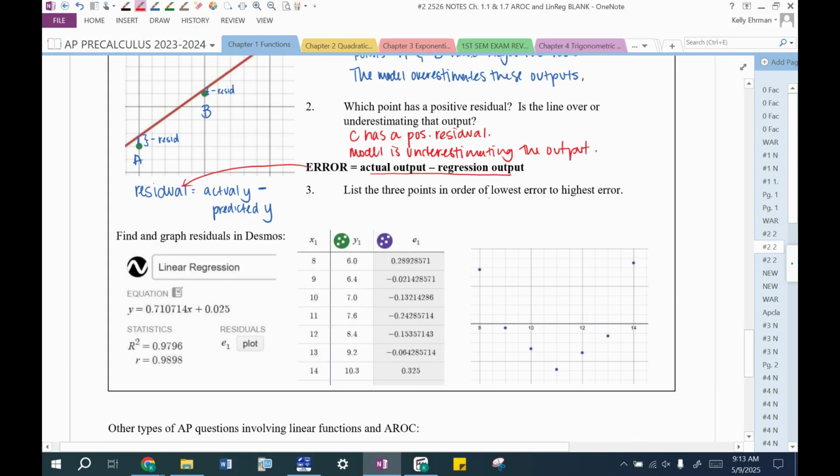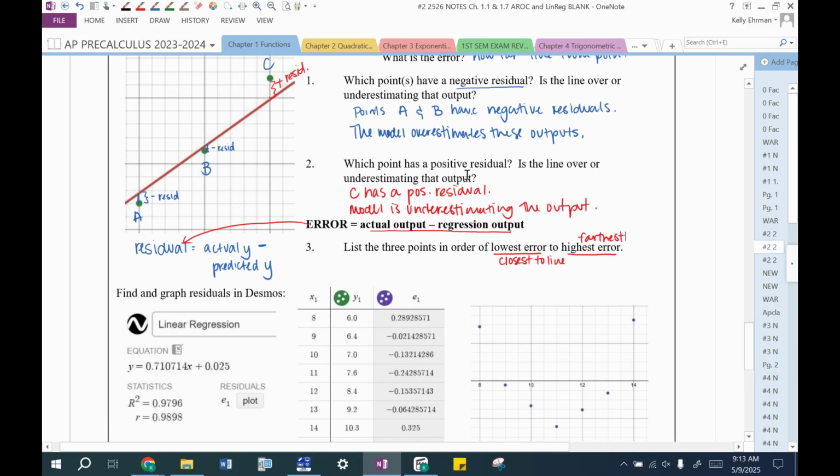So list the 3 points in order of lowest error to highest error. So the lowest error would be the closest to the line, and the highest error would be the farthest from the line. So if I'm looking at these, it looks like it would be point B. That's definitely the closest. It doesn't matter above or below. A looks a bit closer to me than C, and then C would be the last one. All right.